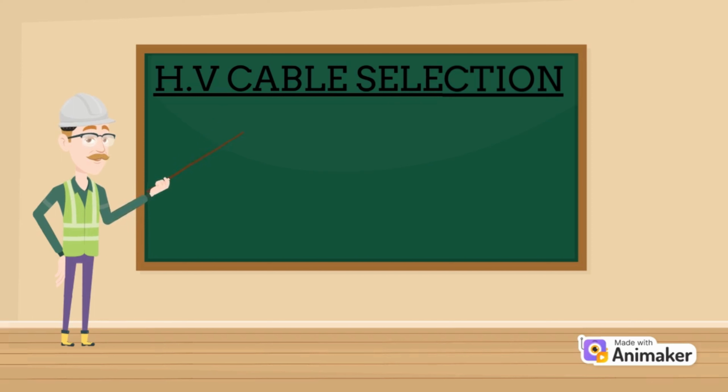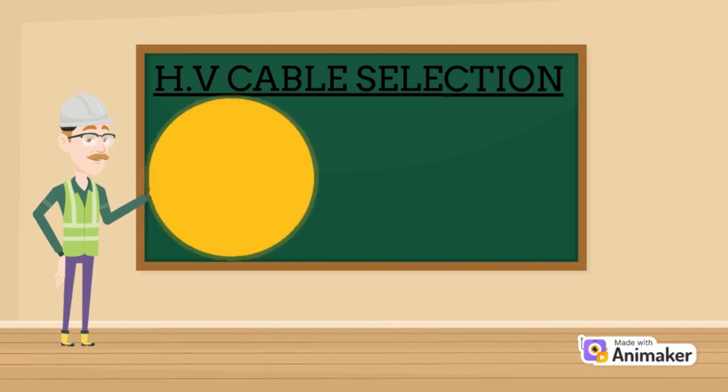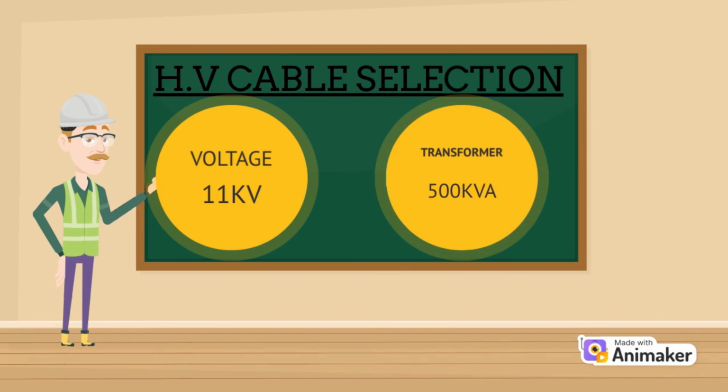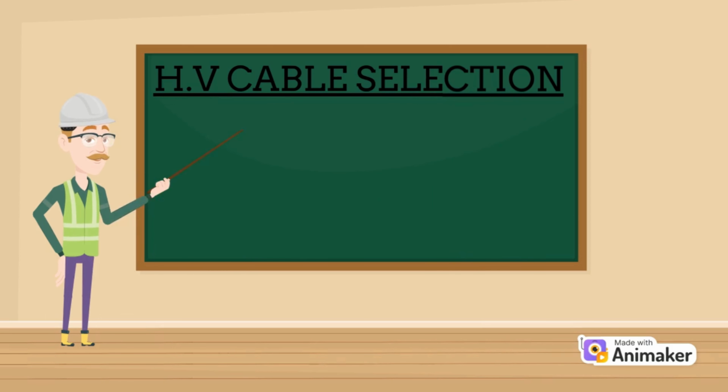In the transformer primary side, we'll be using HV cable. As we have discussed in our previous videos, the selected voltage is 11 kV and the transformer selected is 500 kVA, and the rating of the transformer is 11 kV/415 volt. That is, the primary side must have a capacity of 11 kV. Whatever cable we connect to the primary side, it must have a capacity to withstand 11 kV.